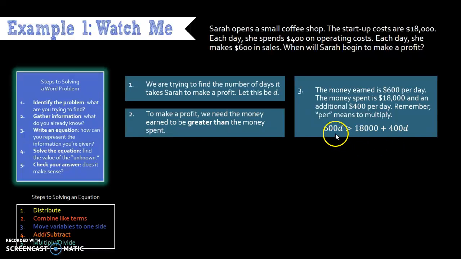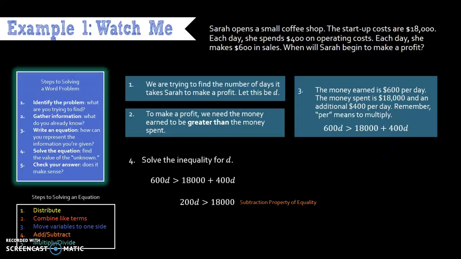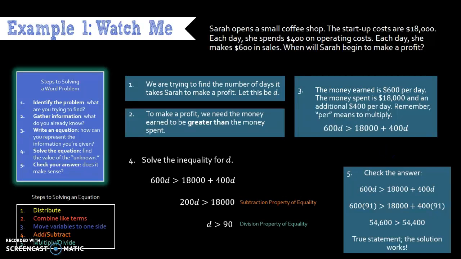I know that I want the money that she earns to be greater than the money that she spent in order to start turning a profit. So now let's solve this inequality for D. I'm going to subtract 400D from both sides and then divide both sides by 200, and I get that D is greater than 90. Let's go ahead and check that answer.